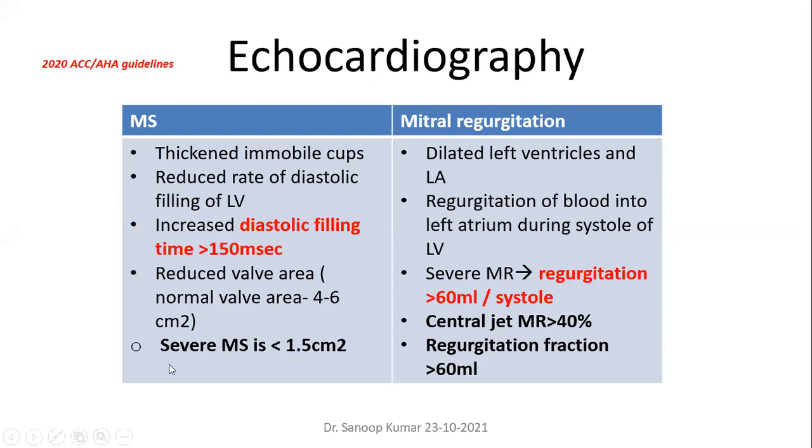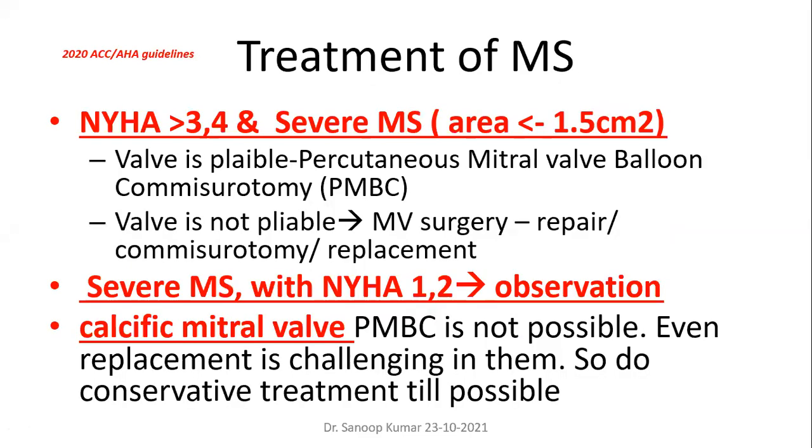Echocardiography of mitral stenosis: you can see thickening of the valve, immobile valves, increased diastolic filling, and reduced valve area. Normal valve area is 4 to 6 centimeters square. In severe MS, it will be less than 1.5 centimeter square. Treatment of MS, it is very important. Like MR, it again depends upon your clinical features.